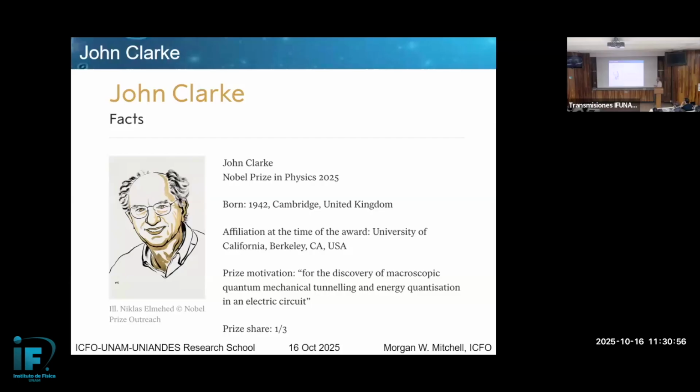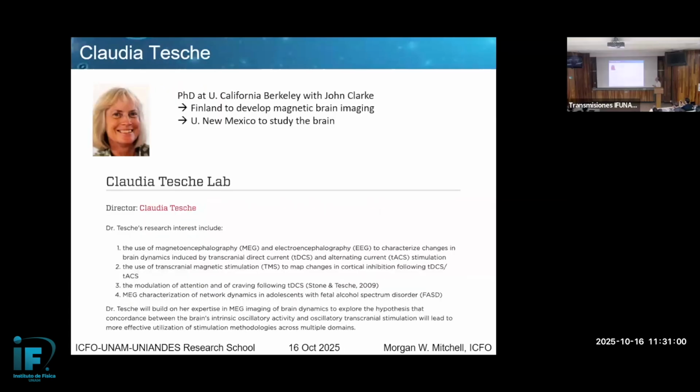Okay, and so Clark got the Nobel Prize for studies of Josephson junctions. You probably don't know Claudia Tesch, but she is super important to me. She got a PhD at the University of California at Berkeley with John Clark. This limit was part of her PhD work. Then she went to Finland in order to work on superconductors applied to magnetic brain imaging. And then she went to New Mexico to become a professor, where she now studies the brain using this technique.